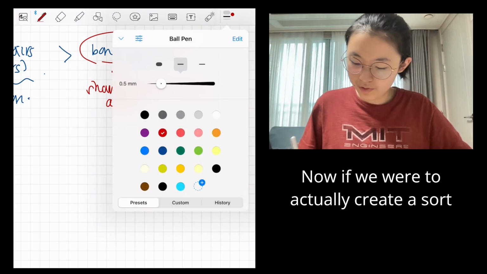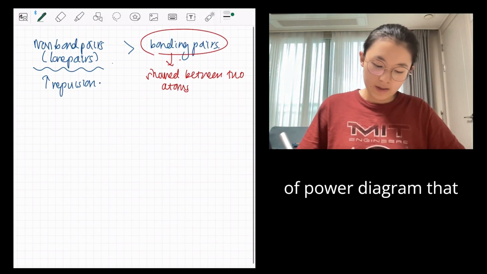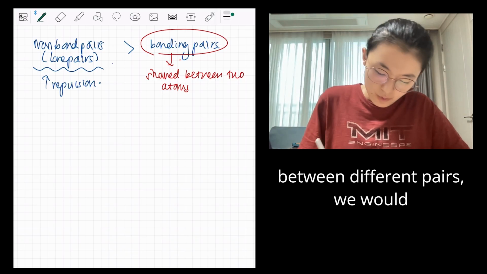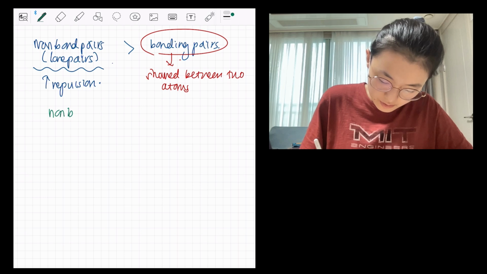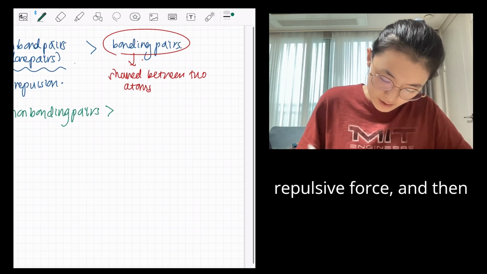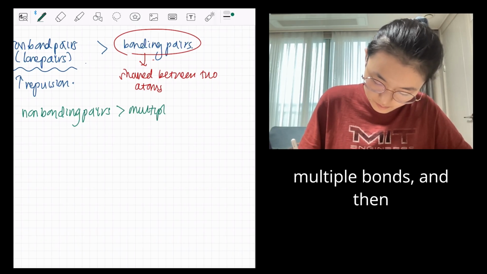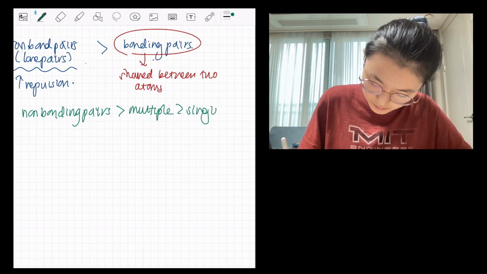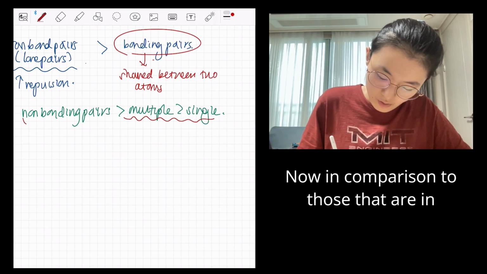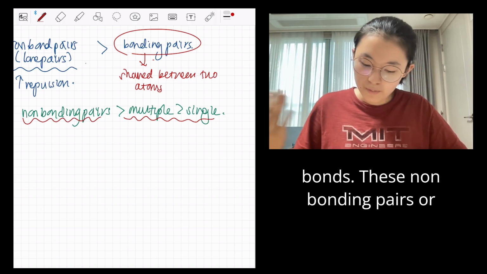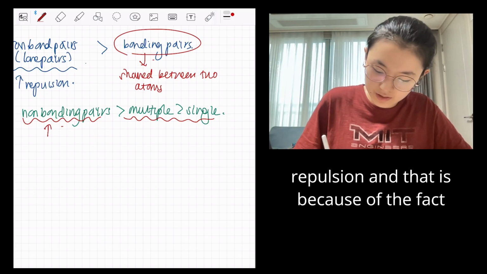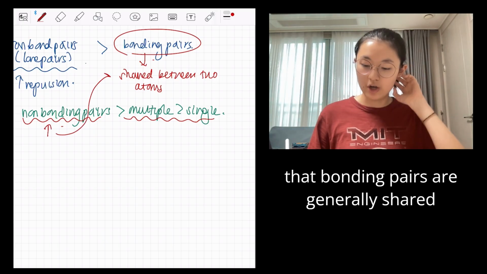Now, if we were to create a sort of power diagram that classifies the bond forces between different pairs, we would classify it as non-bonding pairs holding the greatest repulsive force, and then multiple bonds, and then single bonds. Now, in comparison to those that are in bonds, these non-bonding pairs or lone pair electrons would hold much more repulsion, and that is because bonding pairs are generally shared between two atoms.